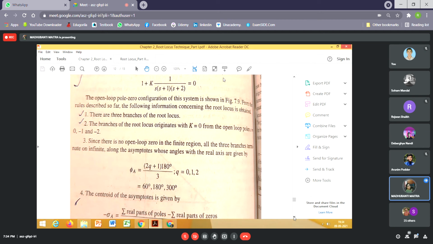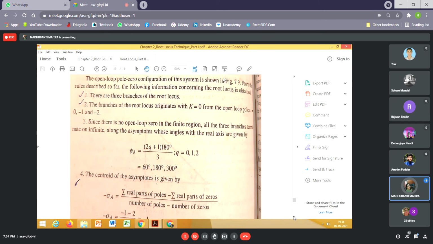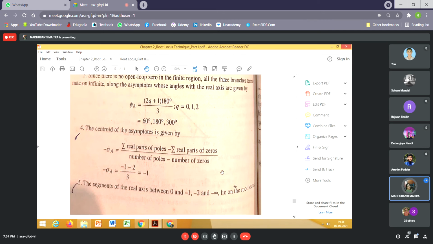Already we have seen that if n minus m is equal to 1, there will be a single asymptote having asymptotic angle equal to 180 degree, and if n minus m is equal to 2, then we'll get two asymptotes having angles plus minus 90 degree. That's simple. So asymptotic angles we have computed. Now we'll have to find out the centroid.